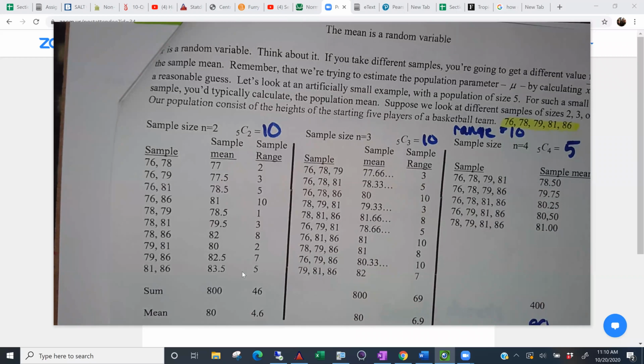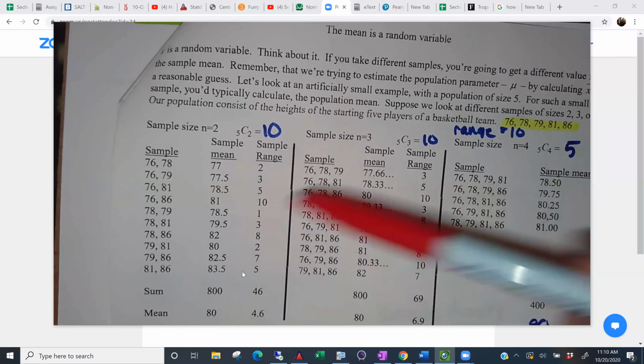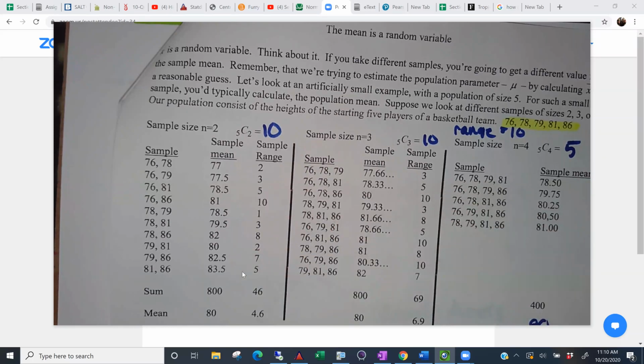Now what we're going to do to start this next section, section 6.4, is repeat this kind of experiment, except with a lot more distributions. And to that end, I've got a nice link that I want to share with you.